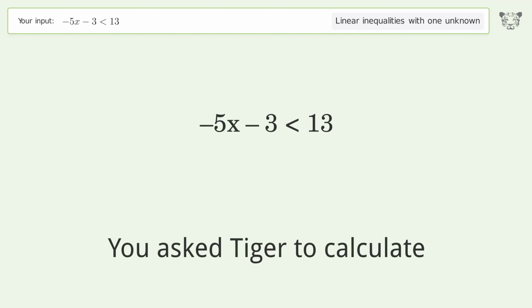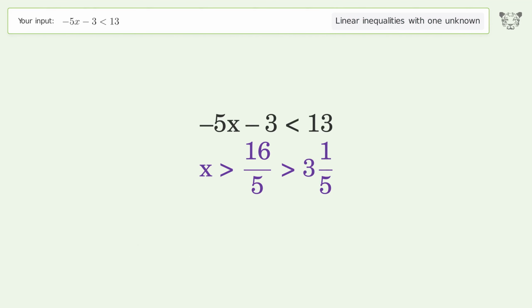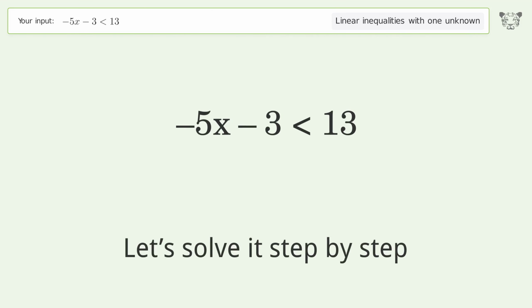You ask Tiger to calculate. This deals with linear inequalities with one unknown. The final result is x > -16/5 > -31/5. Let's solve it step by step.